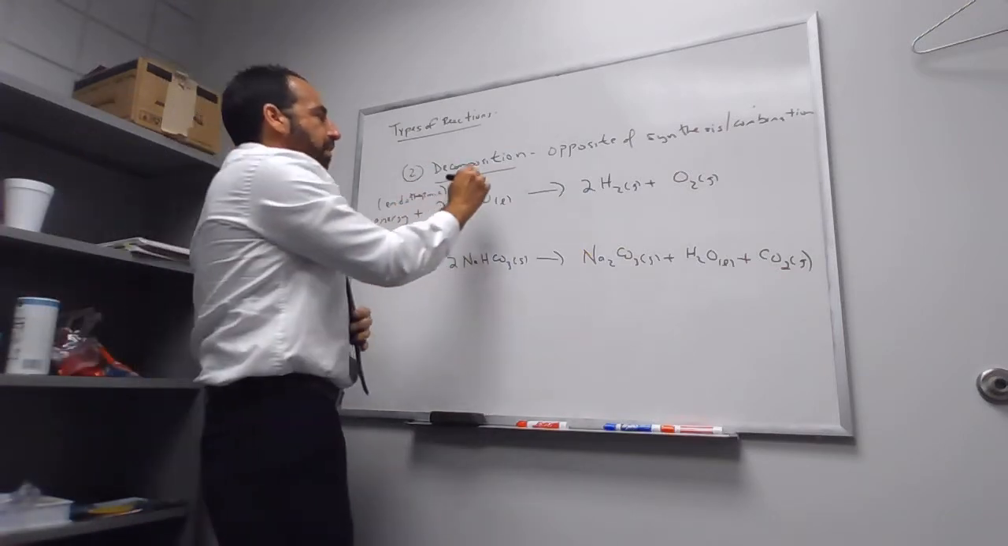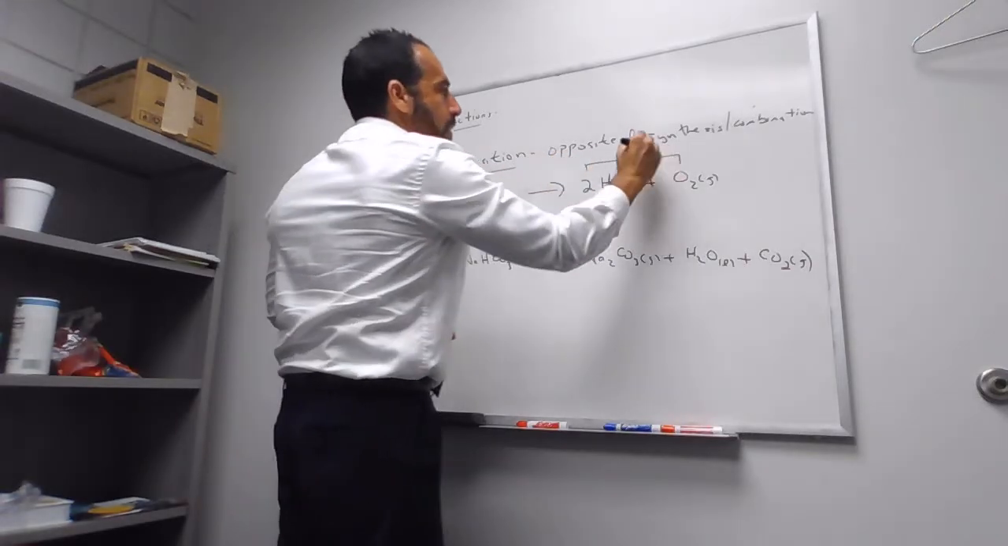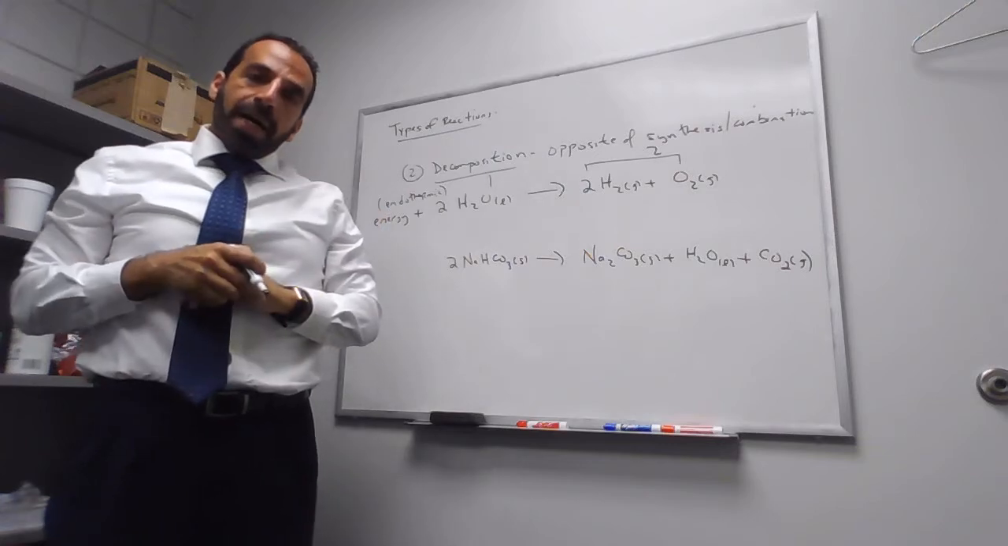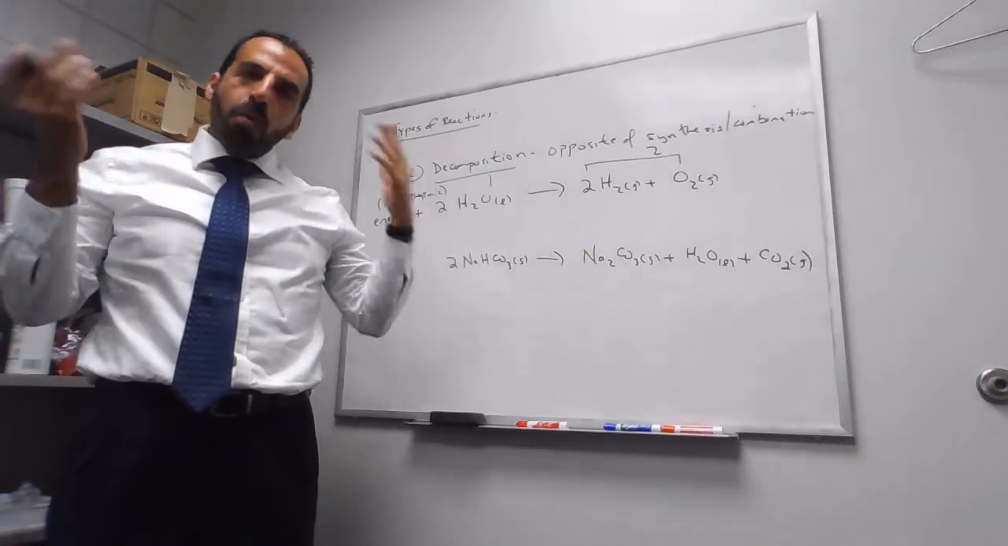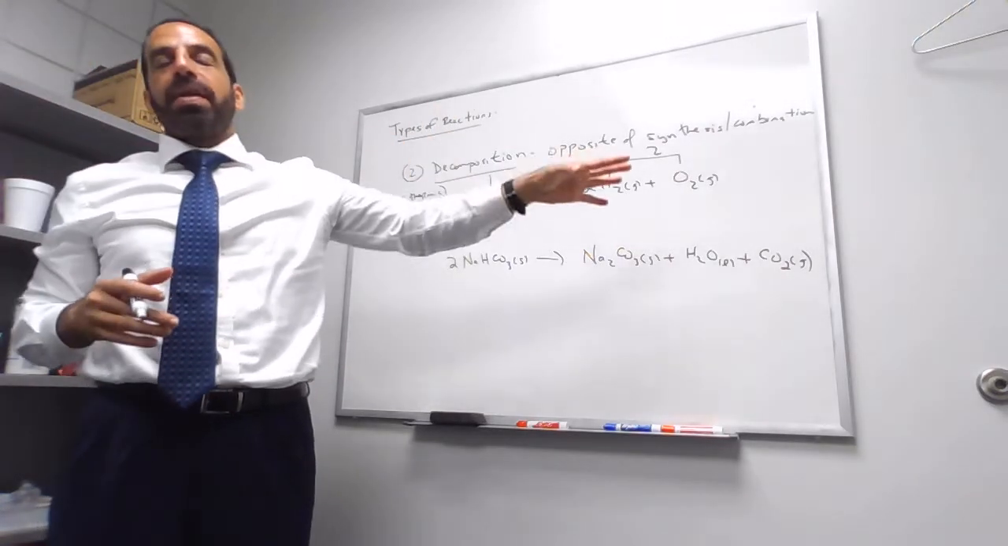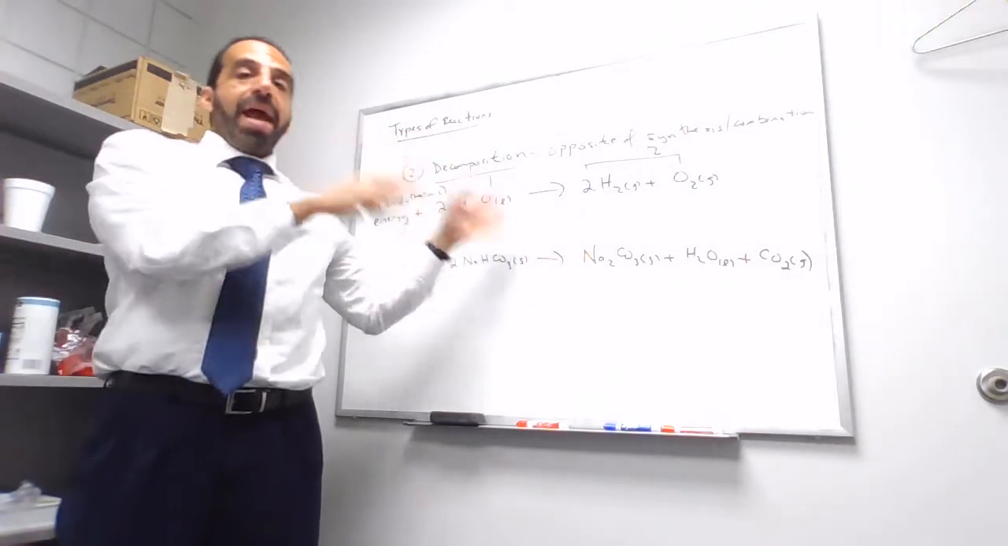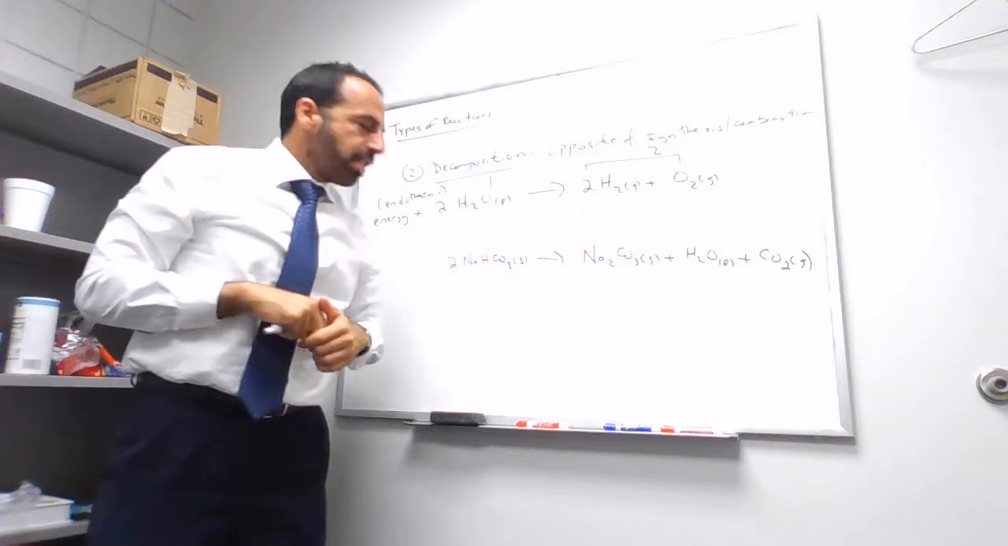So I go from one reactant to two products. You can have more than two, but I go from one to breaking it down. To decompose stuff, a lot of times you just add energy to it. You heat it up, add electricity, whatever the case may be.